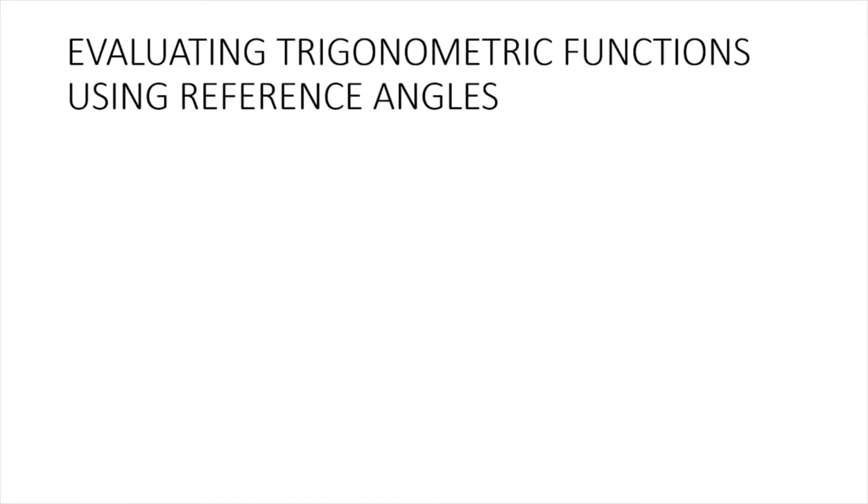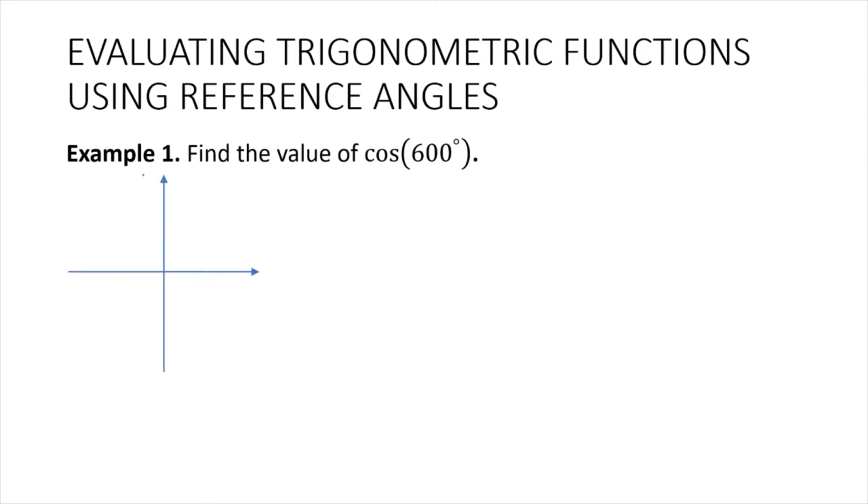Now let's try some examples. We have here, find the value of cosine of 600 degrees. First step, let's try to find the reference angle of 600 degrees.